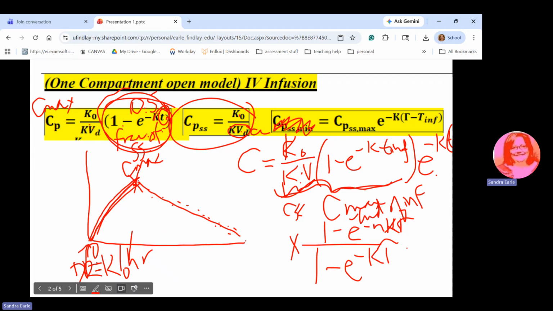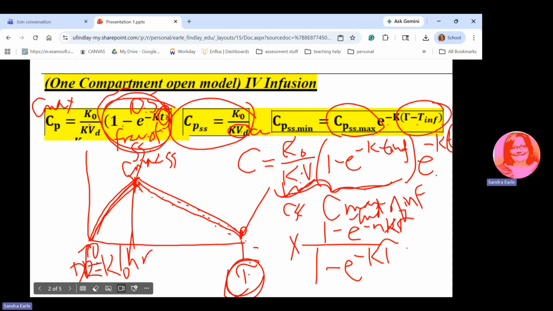So once again, if we look at this, CPSS max times e to the negative kt. So we're at steady state now. So CPSS max, the time difference between here and here is tau minus the time of infusion. So if this is tau, the end of the infusion, we're going to give another dose here. Tau minus the time of infusion, that amount of time takes us to steady state, or to Cmin, doesn't it? So this is our CPSS min. We should have been able to figure that out without needing this equation. You see what I'm saying?